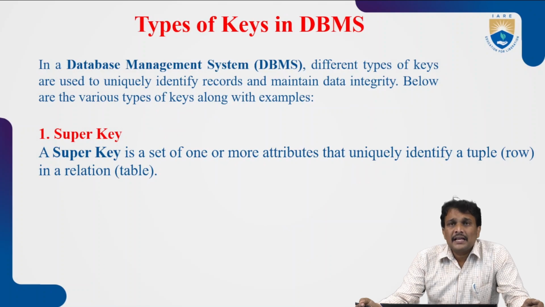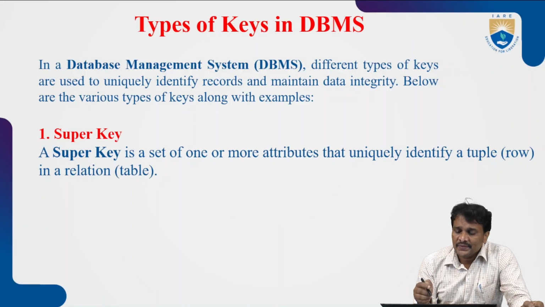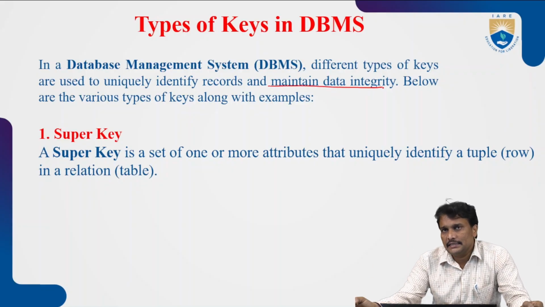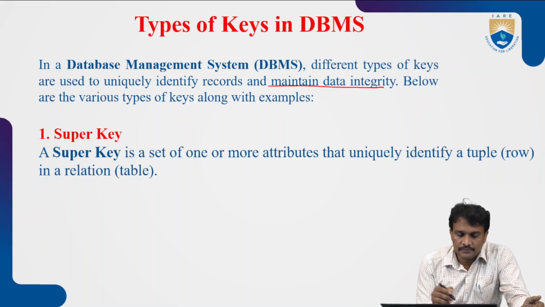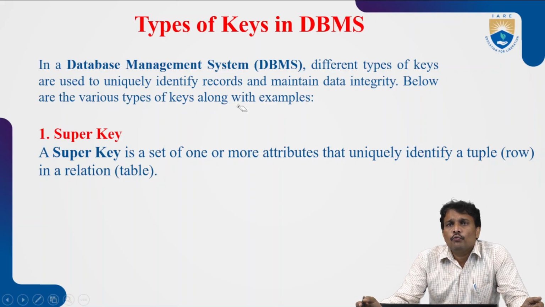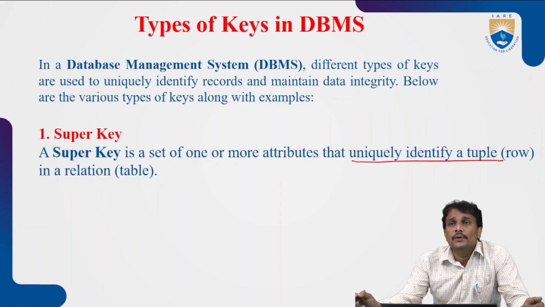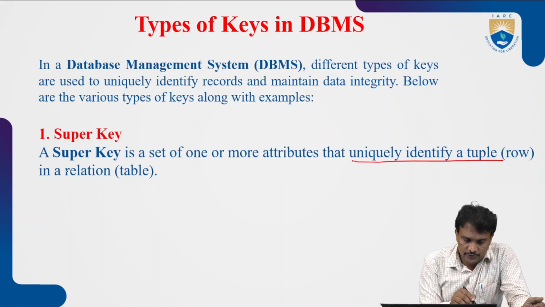Next one, types of keys in DBMS. In a database management system, different keys are used to uniquely identify records, which maintains data integrity. So we have various types of keys, along with examples. First one, super key. Super key is a set of one or more attributes which uniquely identify a tuple in a relation.